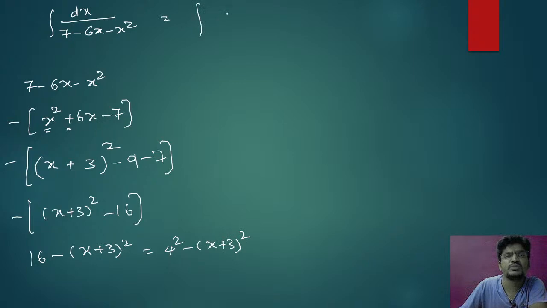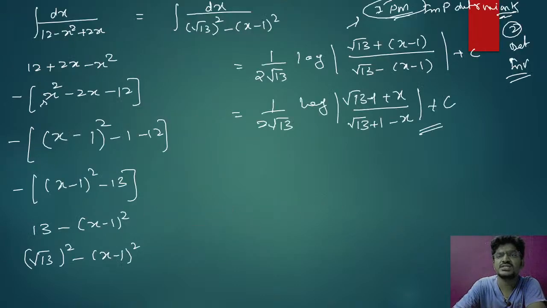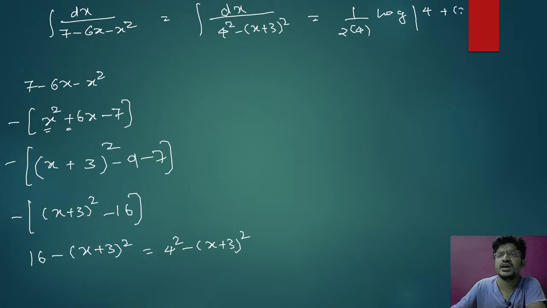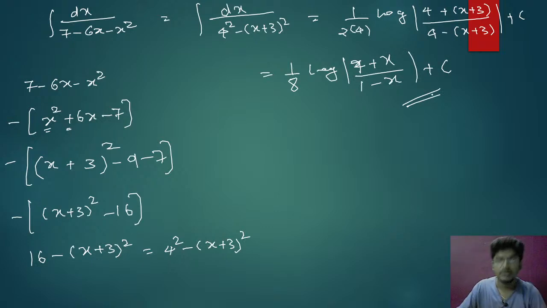So write it and simplify it. dx divided by 4 square minus (x plus 3) whole square. So that will be 1 by 2a. A value is 4. Log of mod of a value is how much? 4. So log of mod of (a plus x plus 3) divided by (a minus x plus 3) plus c. That will be 1 by 8 log of mod of, you can see this will be 7 plus x, and this will be 1 minus x, plus c. This is your answer. Clear?